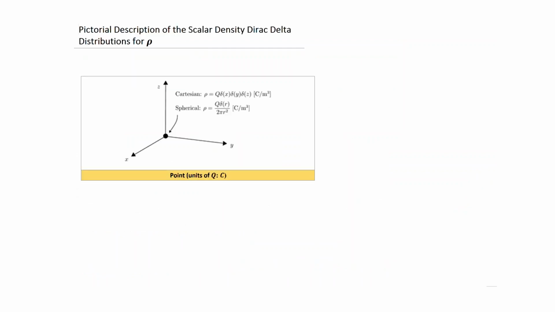All right, so here is just a pictorial description of various scalar density, Dirac distributions for rho. So this is a point source. And so I could write this basically in Cartesian coordinates as just delta x, delta y, delta z. Units would be coulombs per cubic meter. I could also write it in spherical coordinates, in which case it would be written in this form, where this r now is just the radius.